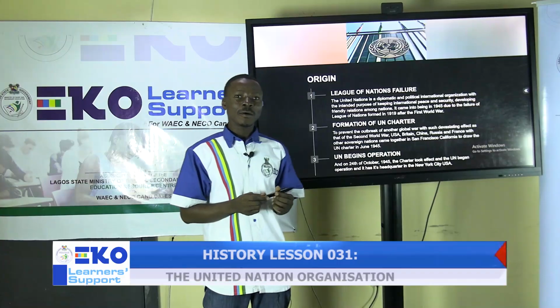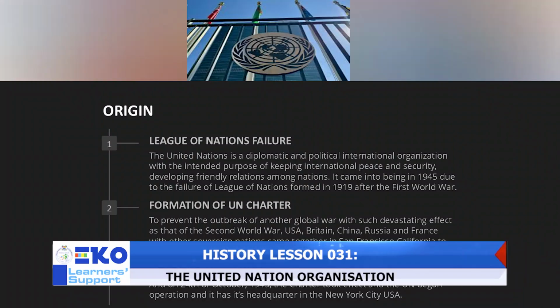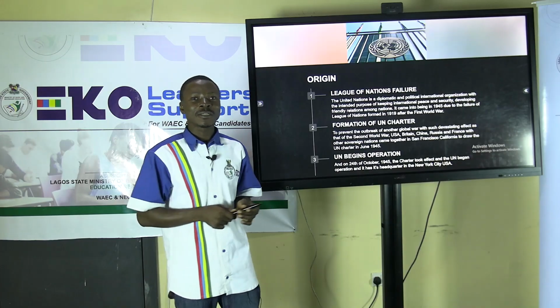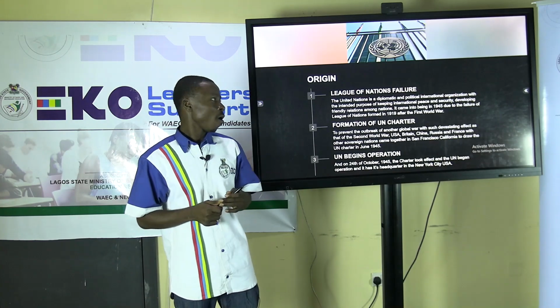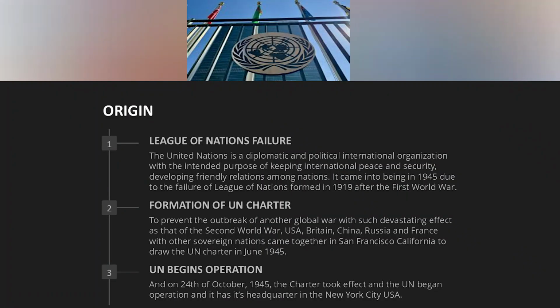Just as when we are looking at the origin of the United Nations Organization, we will examine the failure of the League of Nations and its inability to maintain global peace and security, and the outbreak of the Second World War. As a result, this led to the formation of the United Nations. The Charter of the United Nations was drawn up in the United States of America, USA, in the state of California in June 1945.